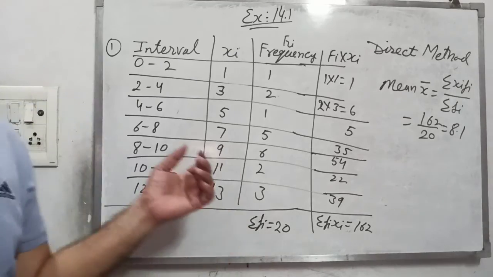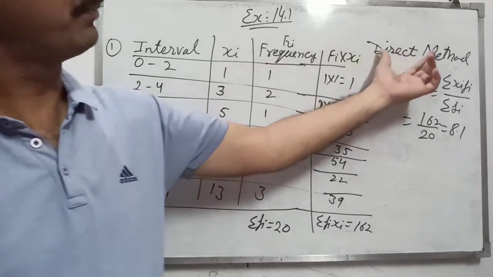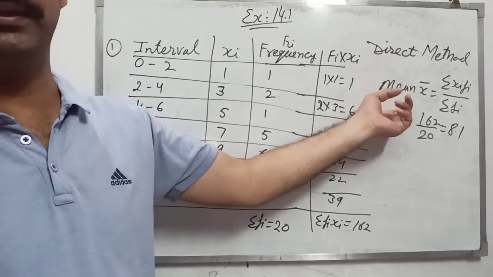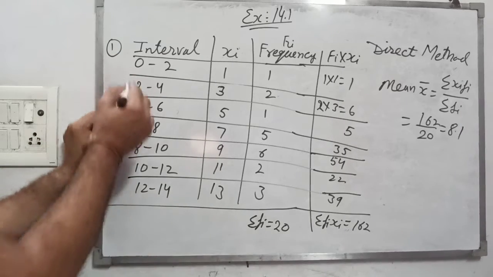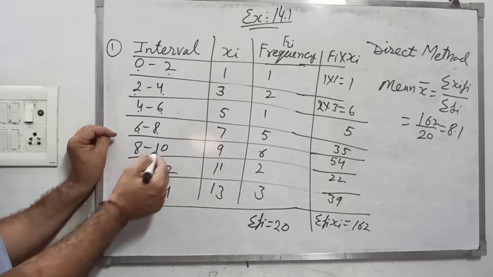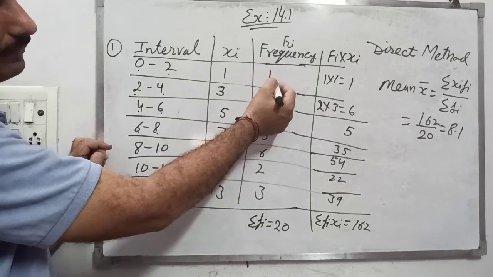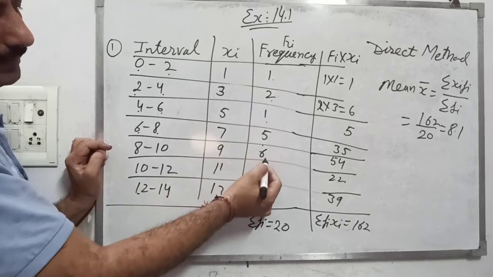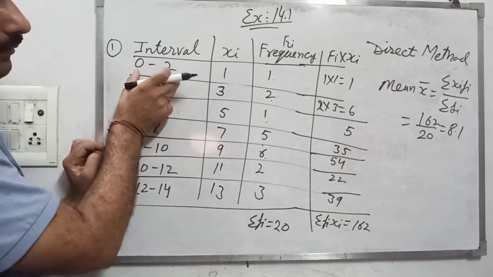So come to exercise 14.1. The first question we discuss with the help of the direct method. We find the mean with the help of the direct method. The intervals given are 0 to 2, 2 to 4, 4 to 6, 6 to 8, 8 to 10, 10 to 12, 12 to 14, and the frequencies are 1, 2, 1, 5, 6, 2, 3. Now we find xi, the mid value of the interval.